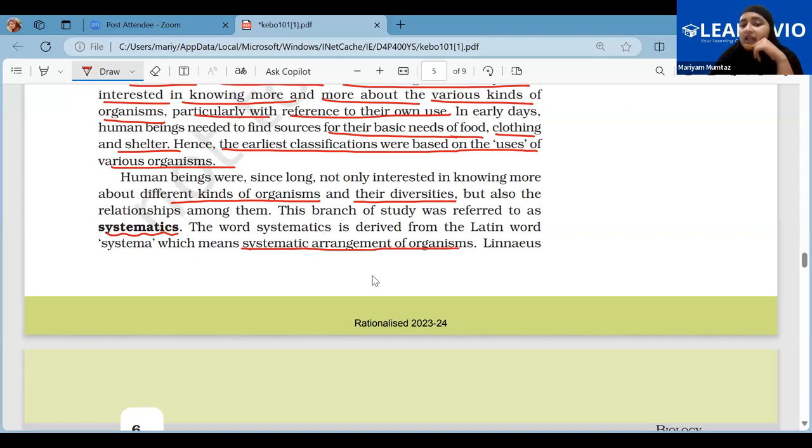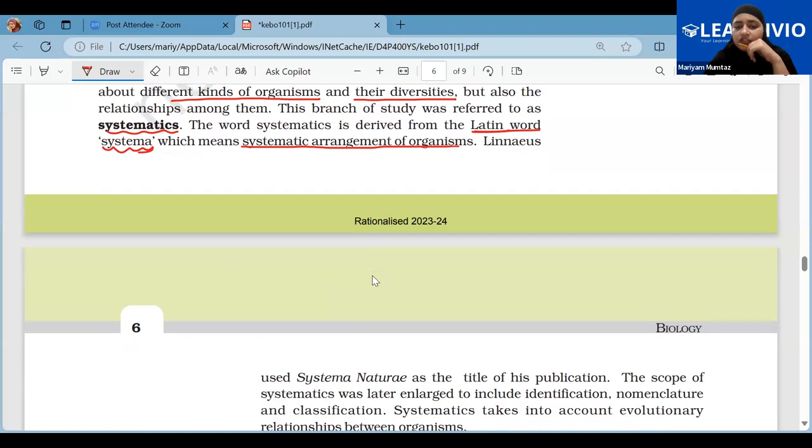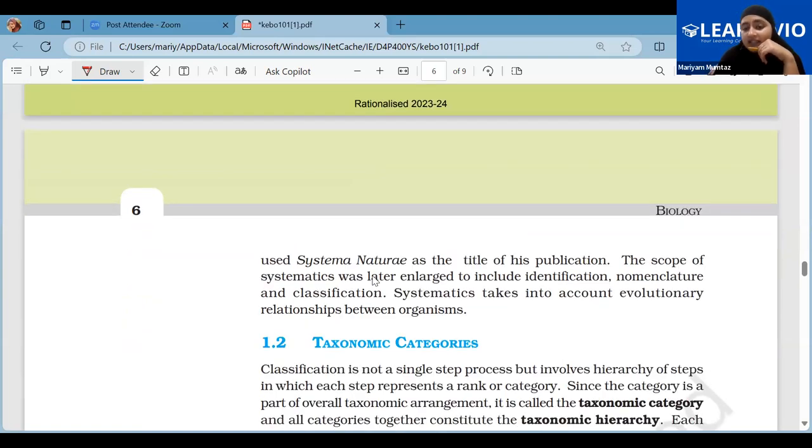Again, the word systematics has been derived from the Latin word systema, which means systematic arrangement of organisms. So Linnaeus was the first person who actually studied and systematically arranged organisms, and then he published it. His publication was titled Systema Naturae. Just like, if you remember from the natural system of classification, do you remember the name of the book? Bentham and Hooker published their work in a book. What was the name of the book? Genera Plantarum. Correct. Genera Plantarum. So that was the name of a book, right?